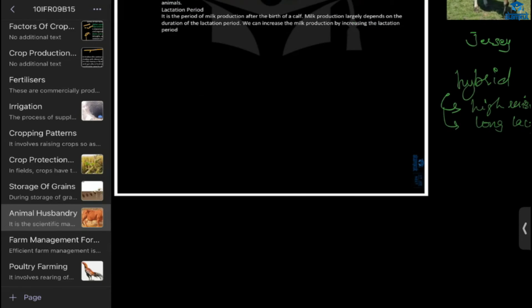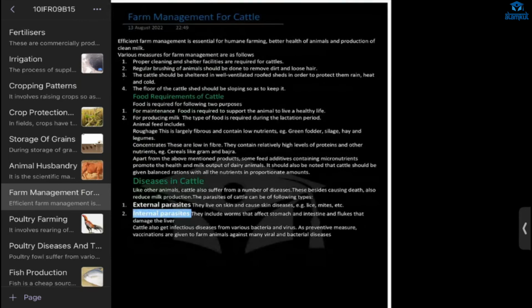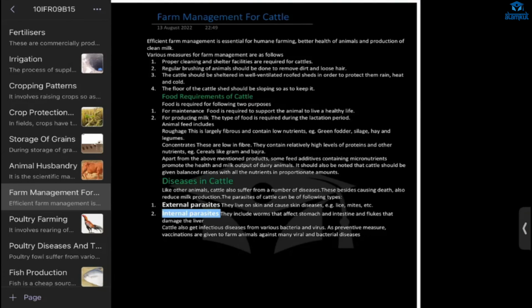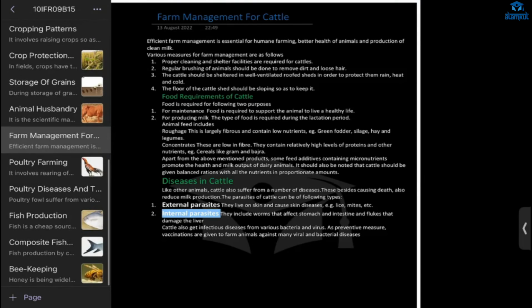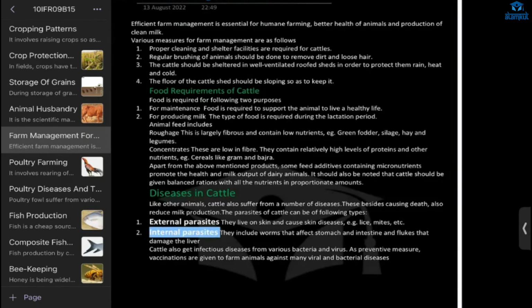Okay. Next, how are we going to manage them? Everything we will learn in three ways. First, we'll learn about farm management. Next, the requirement. Next, the disease. Everything will be like that for poultry also, and for the fish also, and for the bee also. The management will include the breeding. So, in farm management, we will have farm management, right?